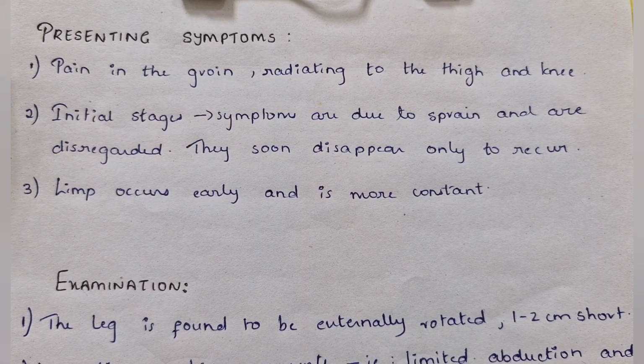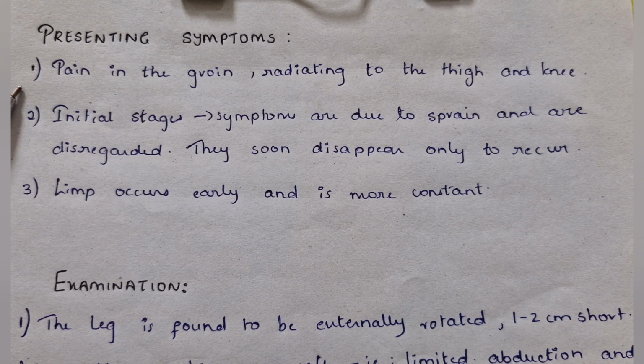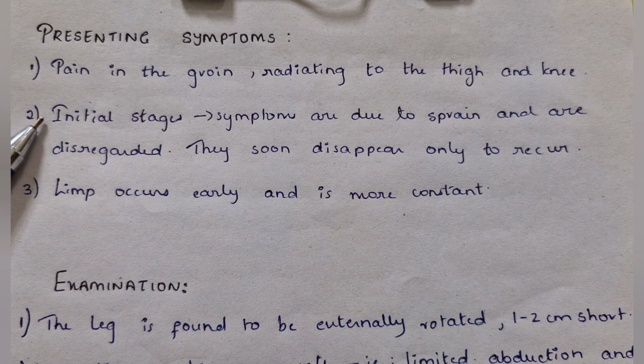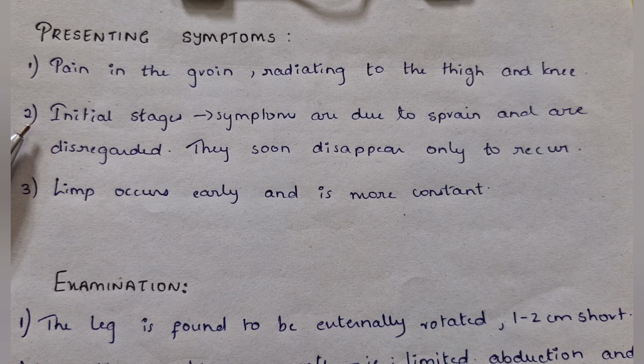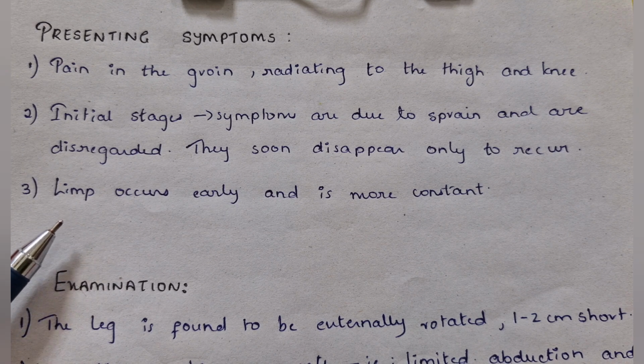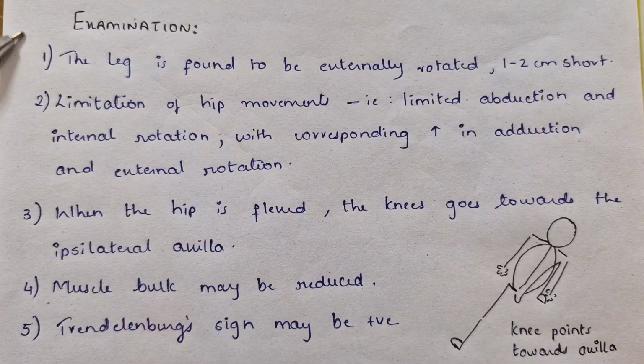Presenting symptoms include pain in the groin radiating to the thigh and the knee joint. In the initial stages, the symptoms are due to sprain and are disregarded. They soon disappear, only to recur. The limp occurs early and is more constant.